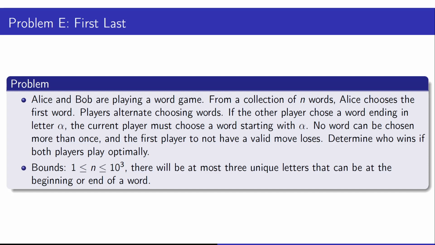In this problem, Alice and Bob are playing a word game. From a word bank, Alice will choose some starting word. Players alternate choosing words. If the other player chose a word ending in some letter, the current player must choose a word starting with that letter. No word can be chosen more than once, and the first player to not have a valid move loses. Determine who wins if both players play optimally.